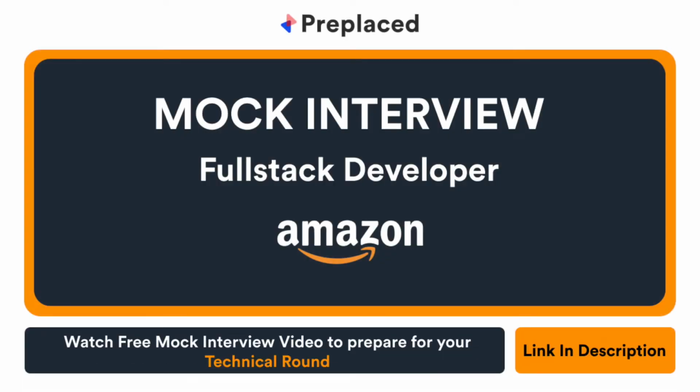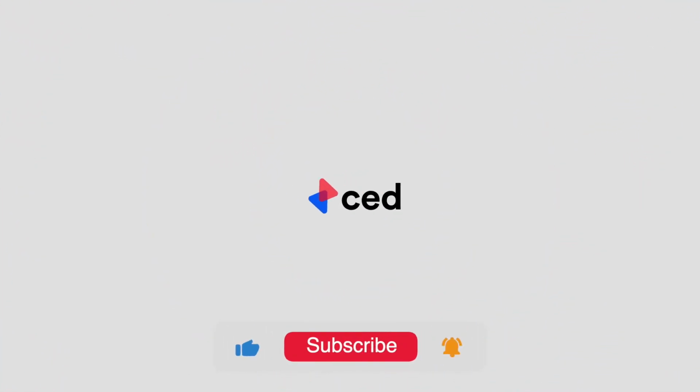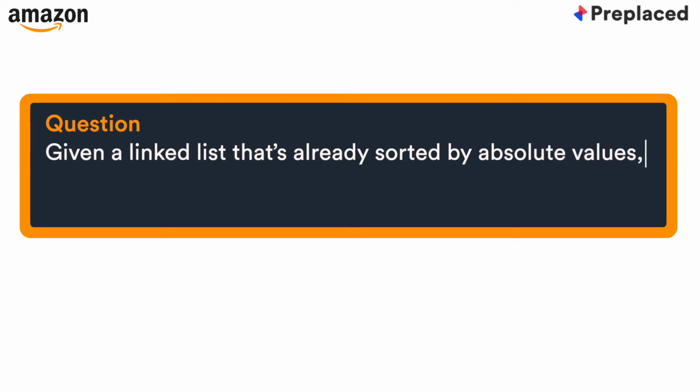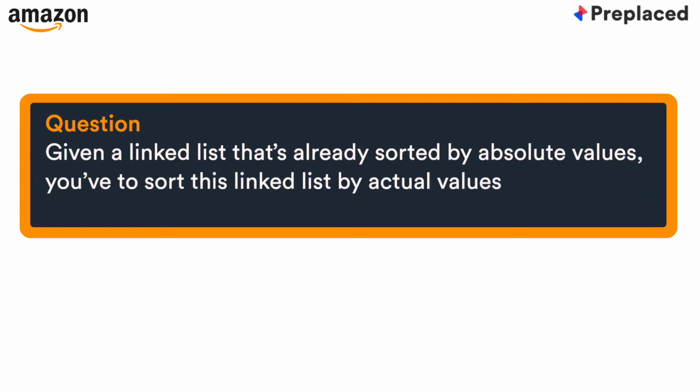Before writing the code, you should think about the algorithm first. Given a linked list that is already sorted by absolute values, you have to sort the linked list by actual value.